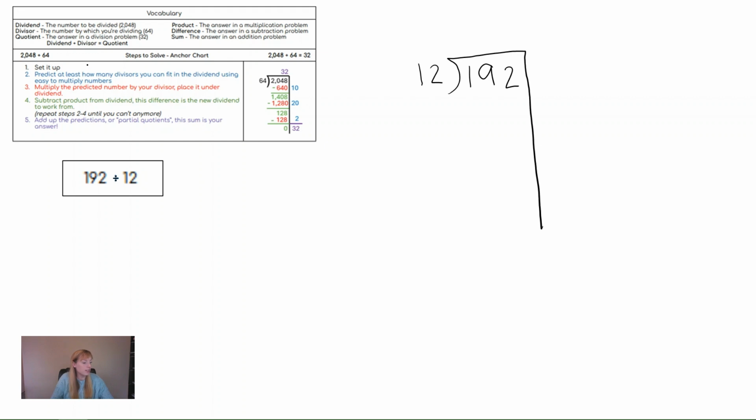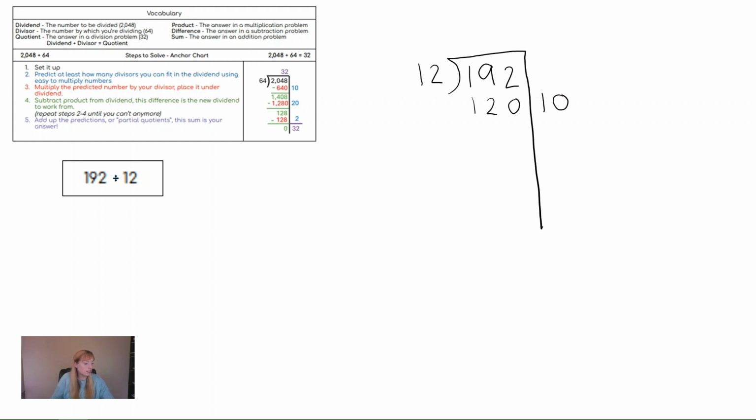I set it up. Moving to step 2, I'm going to predict at least how many divisors, 12, I can fit in the dividend using easy to multiply numbers. So how many groups of 12 at least can I take from 192? Well, I know I can take at least 10 groups of 12. Now moving to step 3, multiply my prediction, 10, by my divisor, 12. 10 times 12 is 120. I'm going to place that under my dividend.